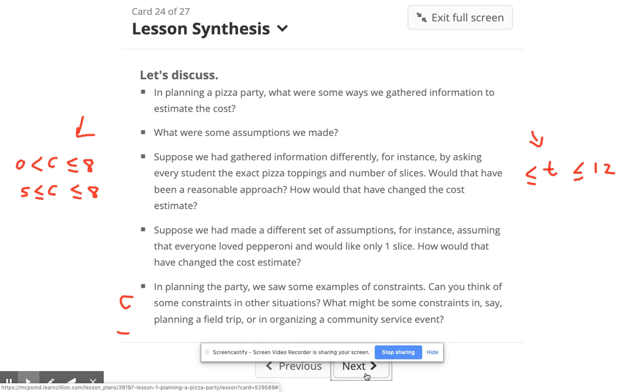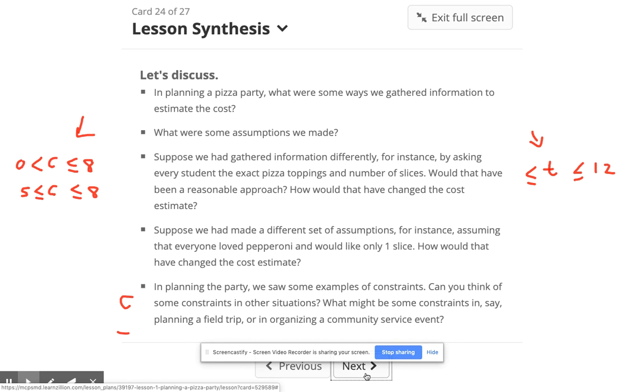Suppose we gathered information differently, for instance, by asking every student the exact pizza topping and number of slices. Would that have been a reasonable approach? No, that wouldn't have been a reasonable approach, right? Because what if little Susie wants pepperoni, but Johnny wants mushroom, and Victoria wants sausage, mushrooms and green peppers. There are too many toppings, and if everybody picks them, we're then ordering by the slice, and that gets very pricey. That would change the estimate of the cost dramatically, if we're going individual instead of by the pie. So there's that to think of.